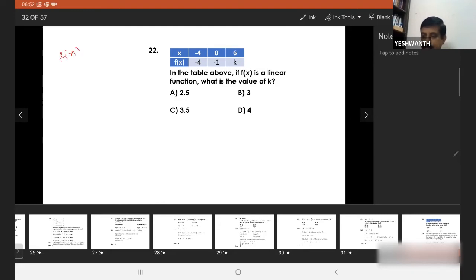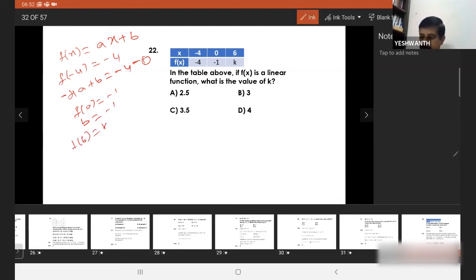So f of x equal to, let us call it as ax plus b. So f of minus 4 equal to minus 4. So minus 4a plus b equal to minus 4. This we call as equation 1. Next, f of 0 equal to minus 1. So b equal to minus 1. Now he is saying f of 6 equal to k. f of 6 means 6a plus b, which is minus 1, equal to k.